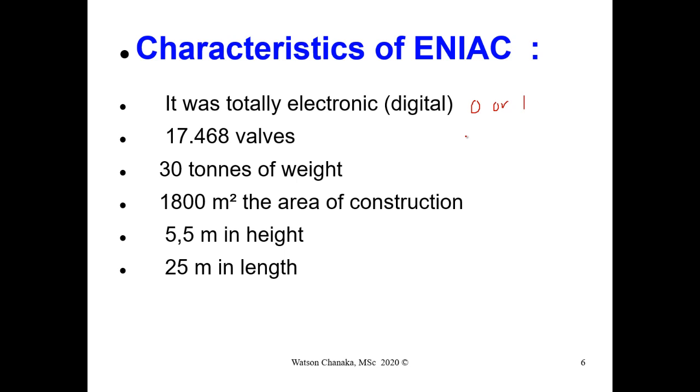Then inside that computer, there were mounted 17,468 valves. What was the function of the valves? To transmit data and to amplify data from one point to the other. So you see inside there were 17,468 valves which could be lit at the same time, and we'll talk about the disadvantage of lighting those 17,000 valves.